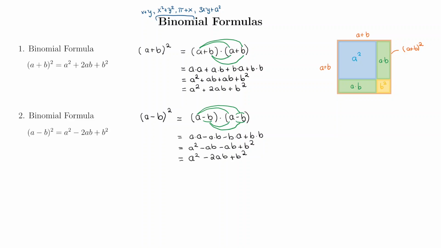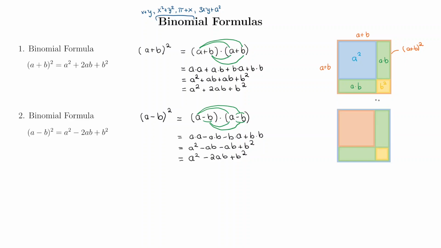So if you look into your school books, this here is considered the second binomial formula, which is A minus B squared is equal to A squared minus 2AB plus B squared, which we just here derived. Okay, so here, of course, I also have a little image.